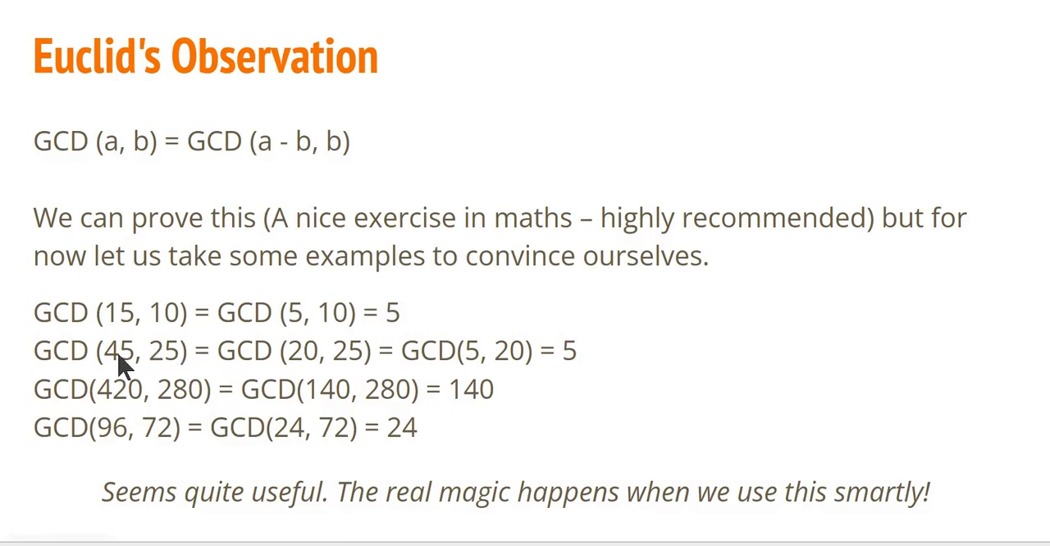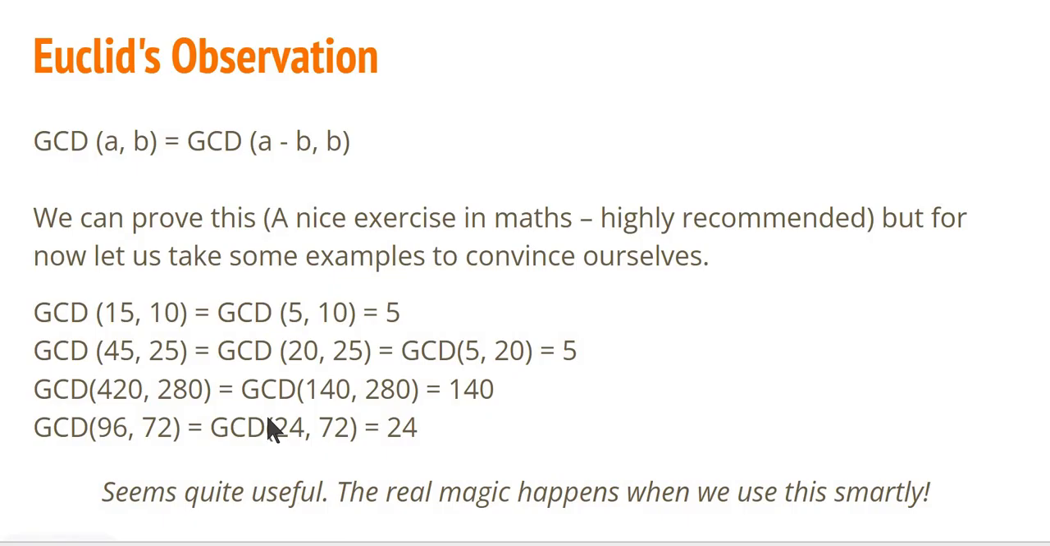So 45, 25, very useful. In fact, you can apply this to get GCDs quite fast. 45, 25, the same as 20, 25, because 45 minus 25 is 20, so 20 and 25. So I take 25 minus 20, and 5 and 20, that is indeed 5, right? Really good. So 420, 280, you can get it for 140 and so on, right? So 96, 72, for example, is the same as 24 and 72. So I took 96 minus 72, which is 24, and 72, which itself is 24. So really, you can see it's quite fast.